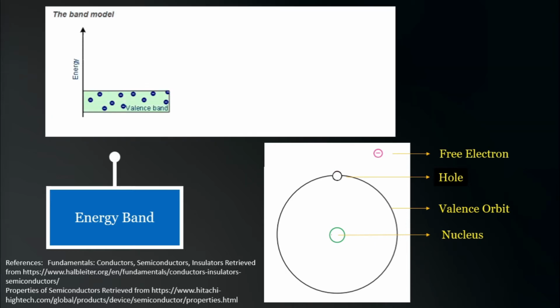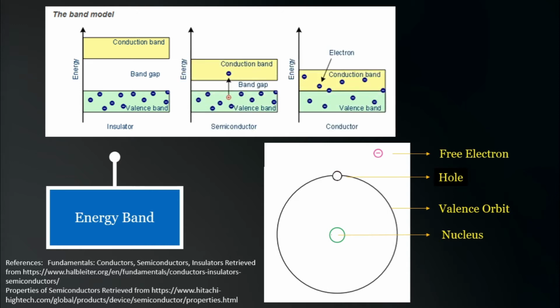In this model, the vertical axis represents the energy level of an electron, and instead of a valence orbit, we have a valence band where the valence electrons are located. This model also has a conduction band where free electrons are located, and in between the valence and conduction bands, there is a band gap, also known as the forbidden energy band. As you may observe, there are no free electrons in the conduction band at the moment, because this is the band model for an insulator.